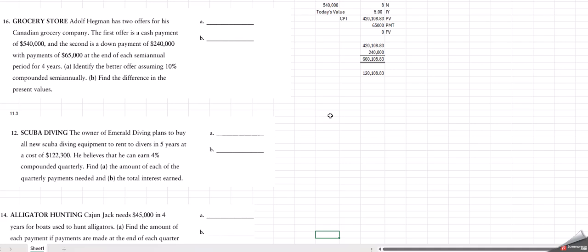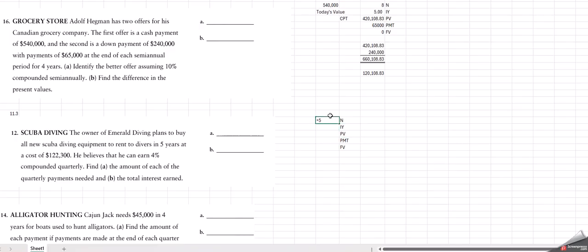Okay, then section 3 is our sinking funds. With sinking funds, we normally have a goal, and then we have a time frame, and we're looking for what our payment is, and there's no present value in these sinking fund ones. So scuba diving: the owner of Emerald Diving plans to buy all new scuba diving equipment to rent to divers in 5 years at a cost of $122,300. He believes that he can earn 4% compounded quarterly. Find the amount of each quarterly payment needed and the interest earned.